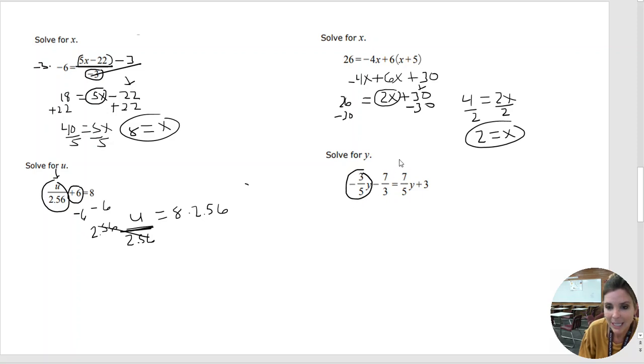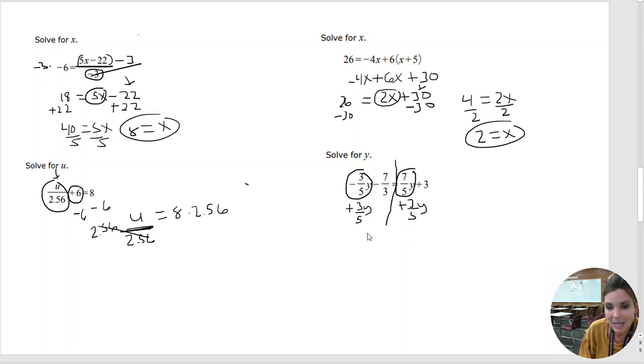So on the left side, we have a negative 3/5 times y, and on the right side, we have a positive 7/5 times y. So my 2 options are either to add 3/5 to both sides or to subtract 7/5. So I'm going to go ahead and just add 3/5 y to this side, and then add 3/5 y to this side.